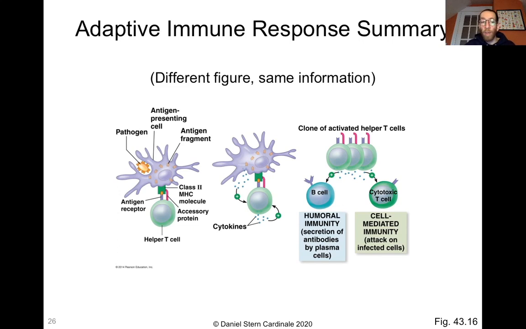This is figure 43.16, and it is the exact same information, just shown in a different way. What we see here is an APC detecting a pathogen and activating a helper T cell. So here we have the activation of the helper T cell via those cytokine signals. And then here we have the activated helper T cells activating B cells and cytotoxic T cells. Same information we saw in the previous figure, just shown in a different way. I don't really care which way you like of showing it, but you should just know that pathway: APC to helper T cell, and then splits to both B cells and cytotoxic T cells. Know that pathway. So that wraps up our big look at the adaptive immune response.